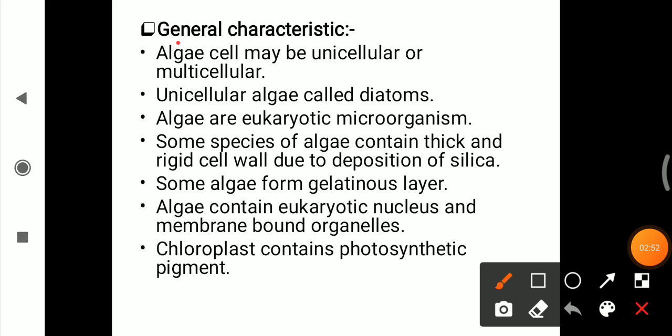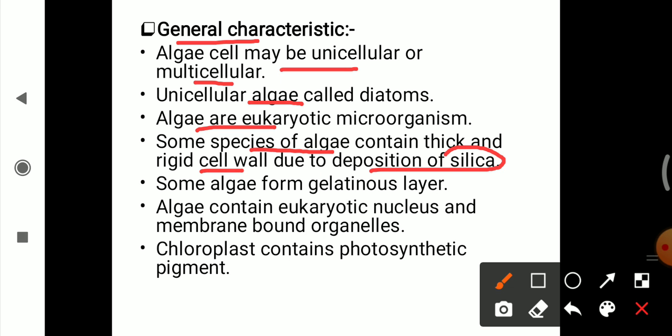Okay, here are the general characteristics of algae. Algae may be unicellular or multicellular. Unicellular algae are called diatoms, which come in various shapes. Algae are eukaryotic microorganisms. Some species of algae have a thick and rigid cell wall due to the deposition of silica.